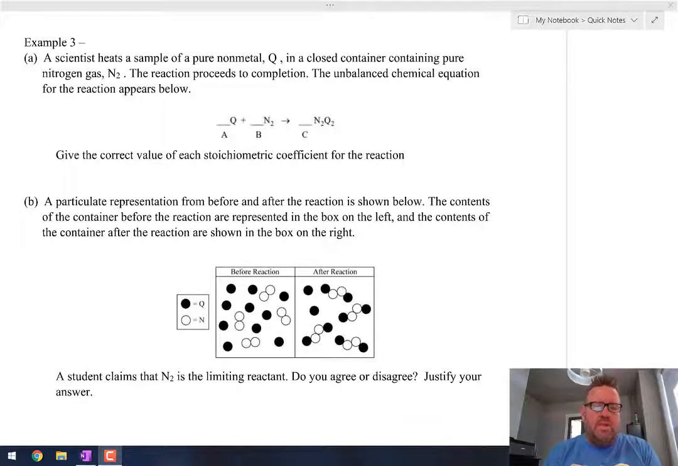Right, here's a couple more examples of limiting reactant type problems that you might expect. In our previous video, we looked at a free response question where they gave us the amount of both reactants. We had to figure out what the limiting reactant was, how much product was going to get made, and then how much of the excess reactant was left over.